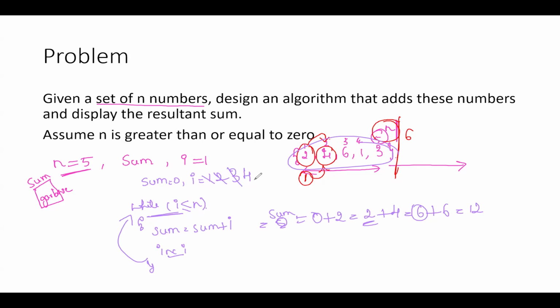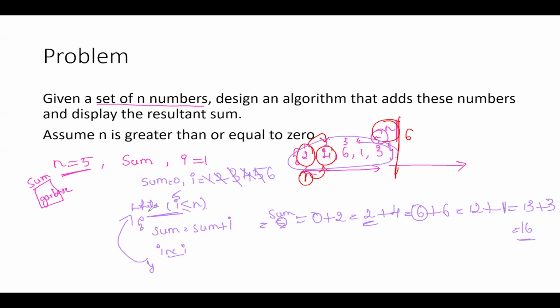Yes, 4 is less than or equal to 5. Hence sum is equal to sum plus 1, which is nothing but sum value is now 13. Increment I, value becomes 5. Yes, I value 5 is still less than or equal to 5. Once again, I will go ahead and add the value of my fifth element, which is 3. 13 plus 3 is 16. Increment I, the value will become 6.